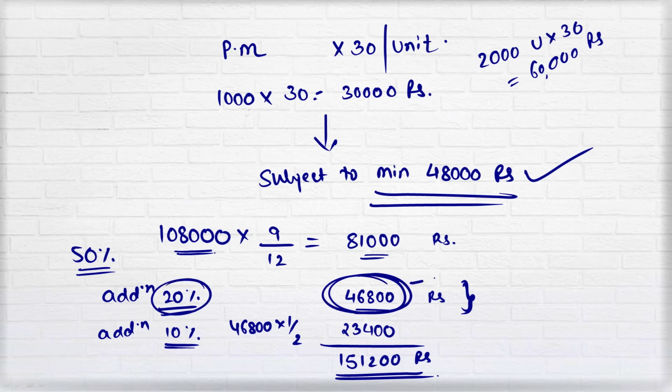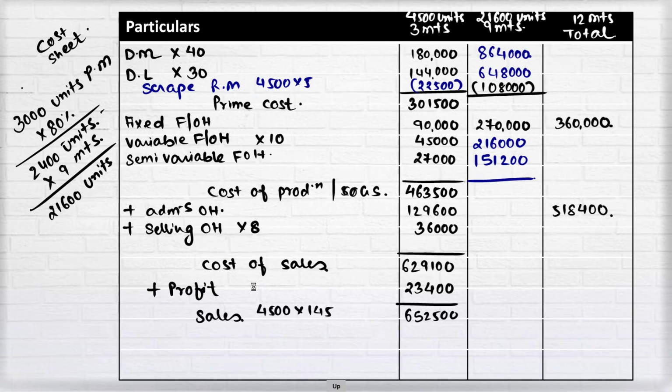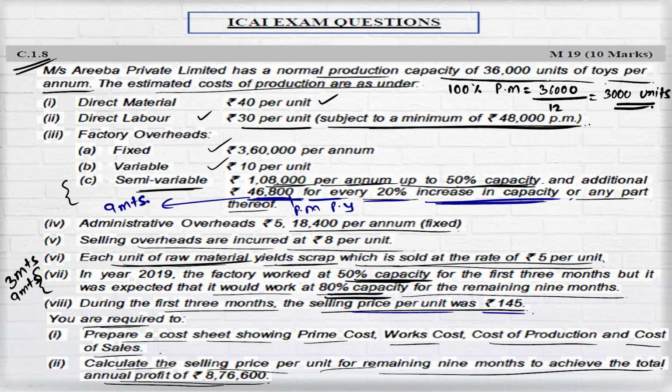This is all right. If we assume this for 12 months, what we should do? Anyone can tell me? We need to do into 9 divided by 12, or we should add it over here. What is increase in cost? 46,800. Okay, it is for 9 months. And what is clearly written? Try to understand. 46,800 for every 20% increase in capacity or any part thereof.